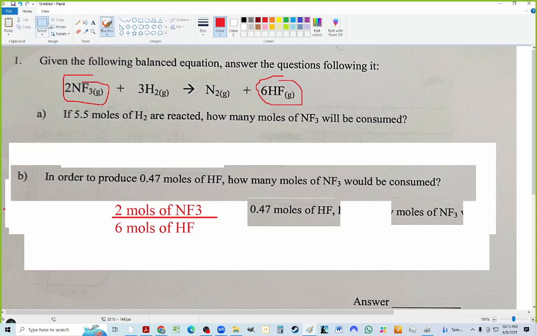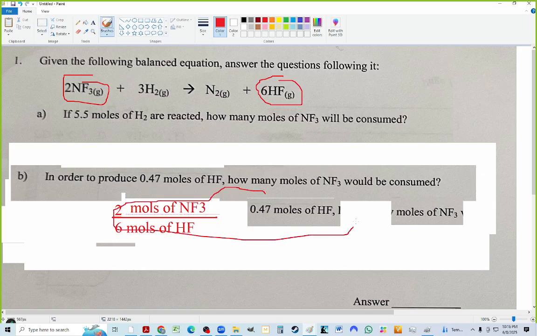If I were to write the fraction like this as well, which one has NF3 at the top? The second one. Right. So I should use that because my question wants this part as an answer. Great. And so you can see what words would cancel out if I multiplied this fraction by this. What words cancel out? Moles of HF. That's the important part.